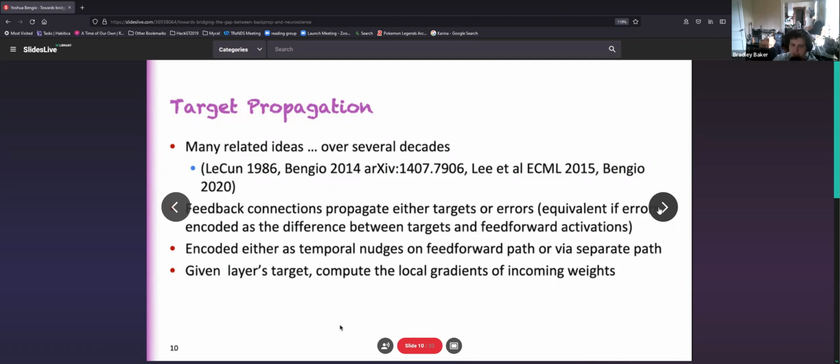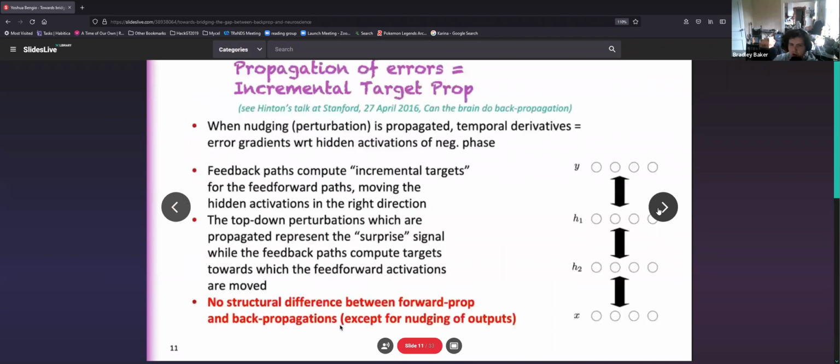And so we should be able to use this idea of these feedback connections, our standard feedforward connections and backward connections. We should be able to use this to come up with a more biologically plausible algorithm. All right, and so this is just what I was talking about.